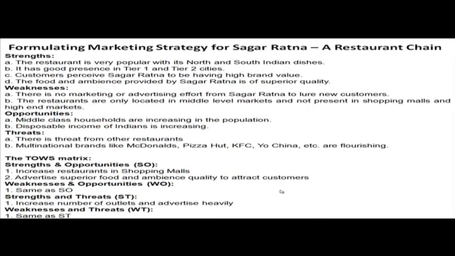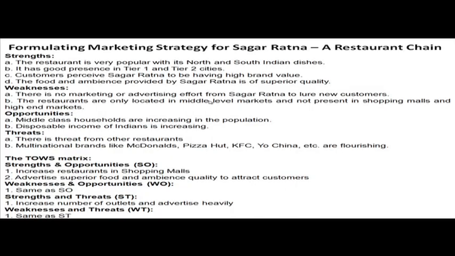Then we come to another example, that is formulation of marketing strategy for Sagar Ratna, a restaurant chain. So, there we have the strengths. The restaurant is very popular with its North and South Indian dishes. It has good presence in Tier 1 and Tier 2 cities. Customers perceive Sagar Ratna to be having high brand value, and the food and ambience provided by Sagar Ratna is of superior quality. So, weaknesses, there is no marketing and advertising effort from Sagar Ratna to lure new customers.